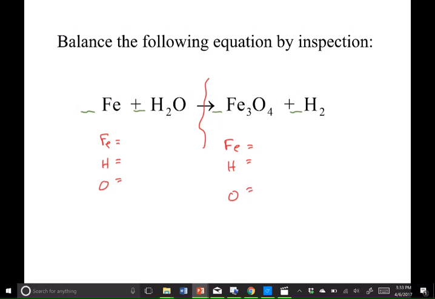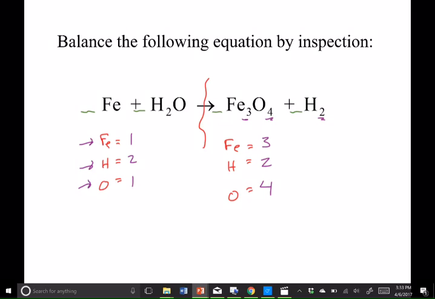So let's see, how many irons do I have over here? I just have 1. How many hydrogens do I have over here? I've got 2. How many oxygens? I've got 1, right? Over here on this side, how many irons do I have? Ooh, I've got 3. How many hydrogens? Well, I've got 2. And how many oxygens? I've got 4. So somehow I need to reconcile my 1, 2, 1 with my 3, 2, 4.